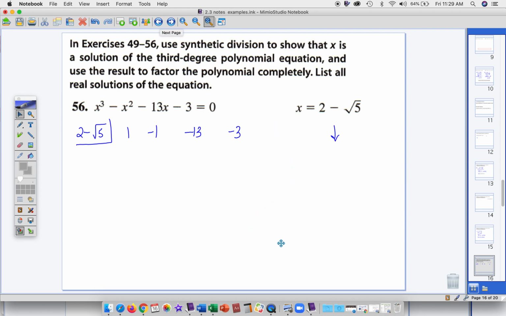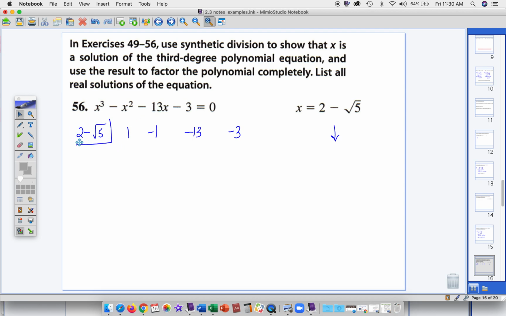Okay, this is our last example. And this is a good one, because look at what we're doing here. We are asked to use synthetic division to show that x equal to 2 minus root 5 is a solution. So this is going to be a little messy. I'm going to ask you to again pause the video and do this one on your own, but I want to give you some tips first.